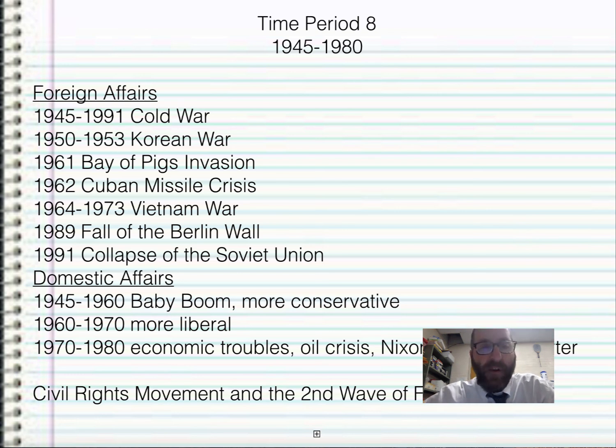But then you have domestic affairs, so we could focus just on the civil rights movement from beginning to end. We could talk about the second wave of feminism as well. And just be aware that the 50s is a more conservative time period, and the 60s is a more liberal era, and the 70s is really defined by our economic troubles, the oil crisis, and the Watergate scandal with Nixon.